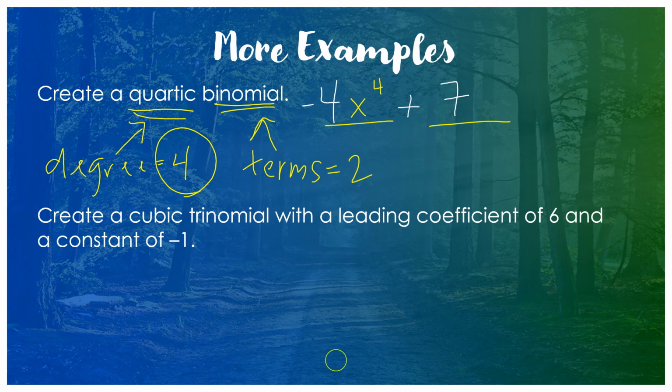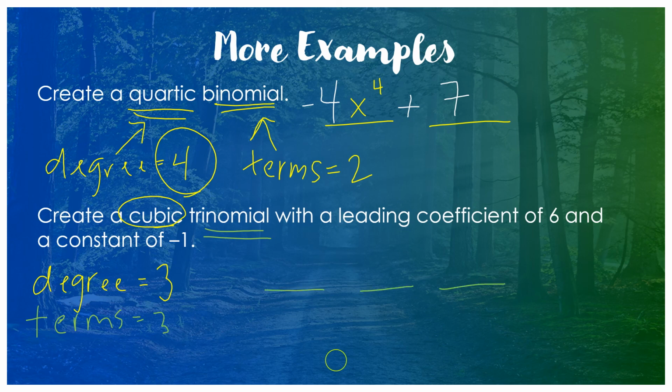All right, so for the second example, create a cubic trinomial with a leading coefficient of 6 and a constant of -1. So let's break this down. Cubic means that the degree is going to equal 3. My highest exponent is going to be 3. Trinomial is telling us that I'm going to have 3 terms. So terms is also equal to 3. So I like to use blanks, 1, 2, 3.